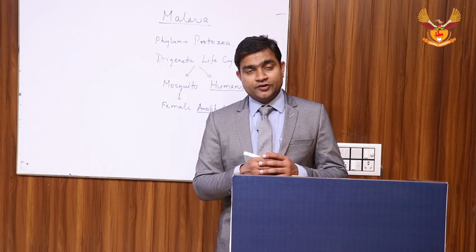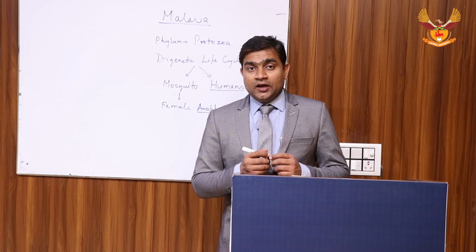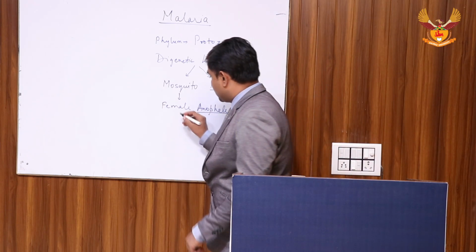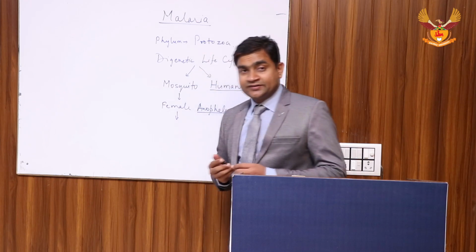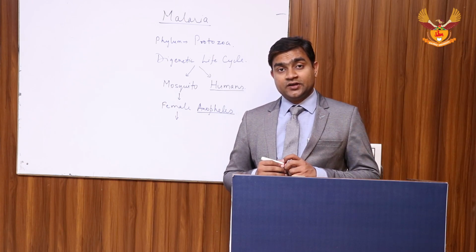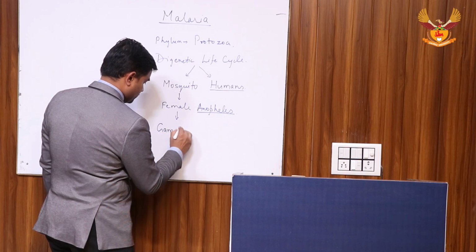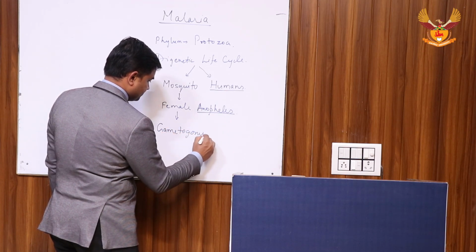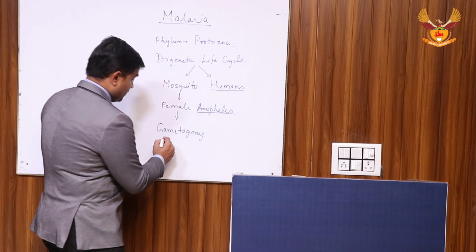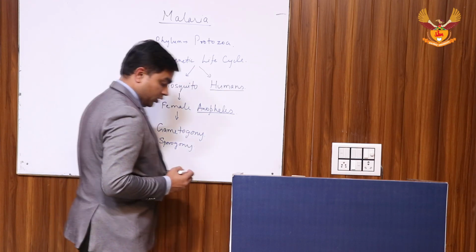Now what is occurring in these two hosts? The most important thing occurring in the life cycle of Plasmodium vivax or Plasmodium species is that the mosquito is responsible for the sexual stage or sexual reproduction of Plasmodium, that is the gametogony, as well as sporogony. Now what is this gametogony and sporogony?